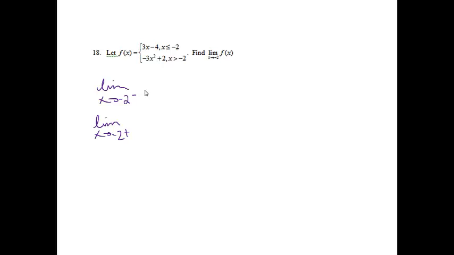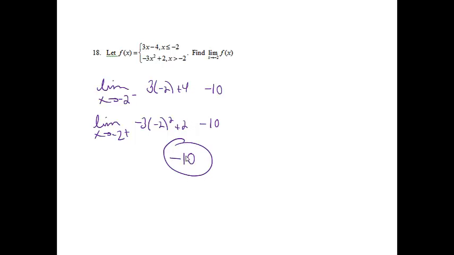If I approach negative 2 from the left, I will be plugging negative 2 into the upper function. So I'll get 3 times negative 2 plus 4. That will give me negative 10. And then to get the limit from the right, I will be plugging it into the bottom function. So I'll get negative 3 times negative 2 squared plus 2. That will also give me negative 10. So since my limits from the left and the right matched each other, my limit will be negative 10.